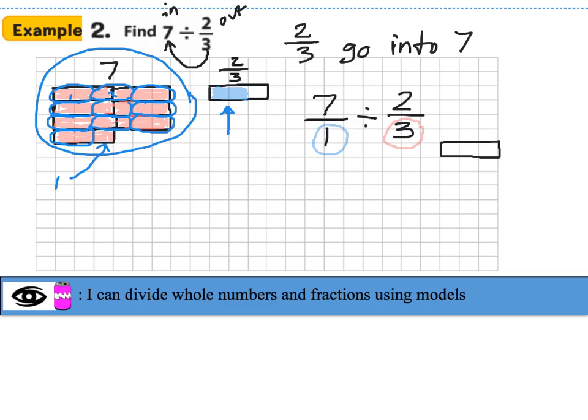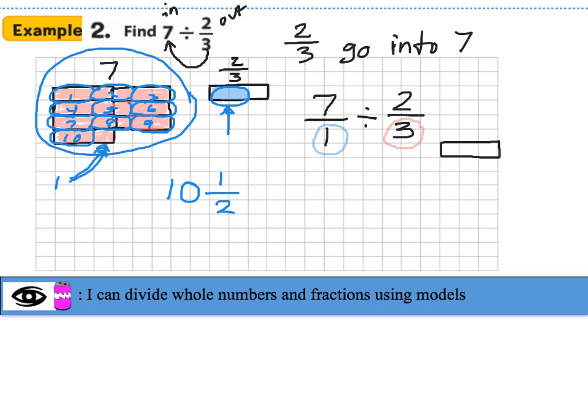1, 2, 3, 4, 5, 6, 7, 8, 9, 10. I was able to make 10 whole groups. But if you look at it, I still have 1 left over. So that becomes my numerator. Now if I ask myself, how many make an entire group? Well, 2 made an entire group. So 2 would be my denominator.